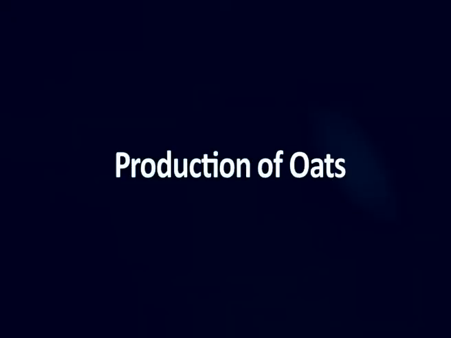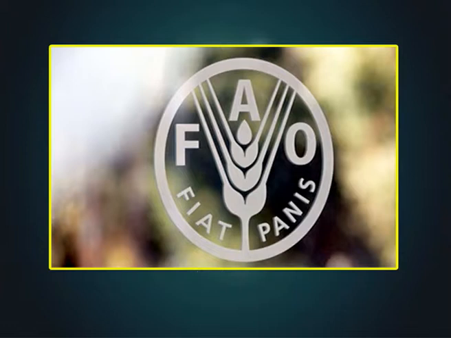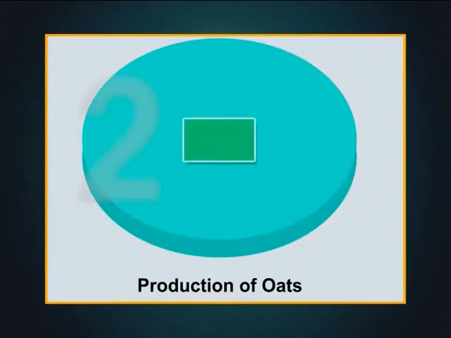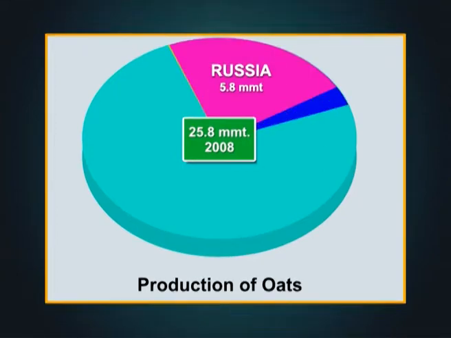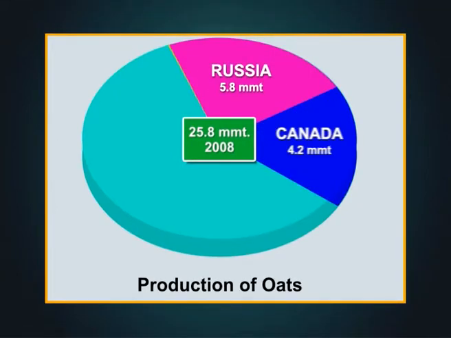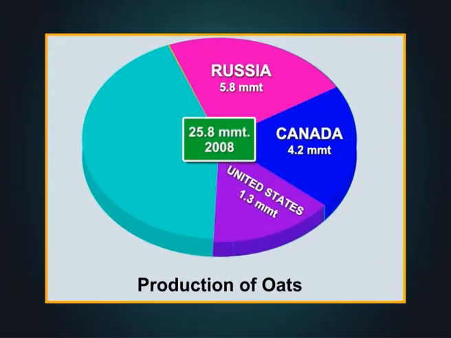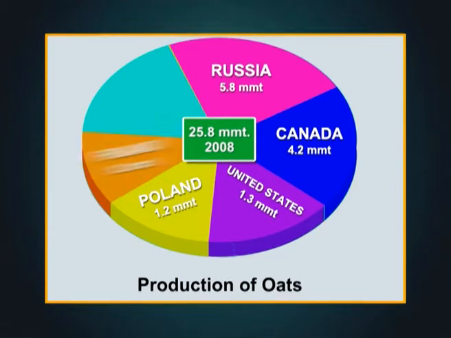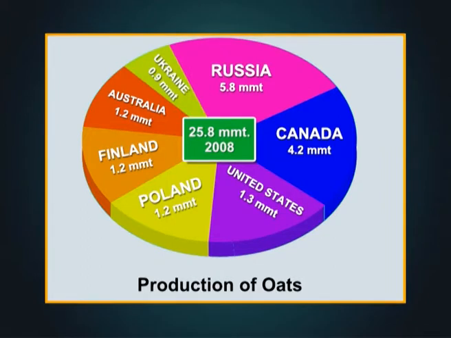Now the production of oats. Oat is produced in various countries around the world. According to the UN Food and Agriculture Organization, the total world production of oats in the year 2008 was around 25.8 million metric tons. Russia being the top producer, followed by Canada, United States, Poland, Finland, Australia, Ukraine.